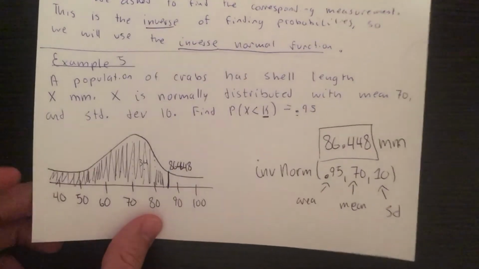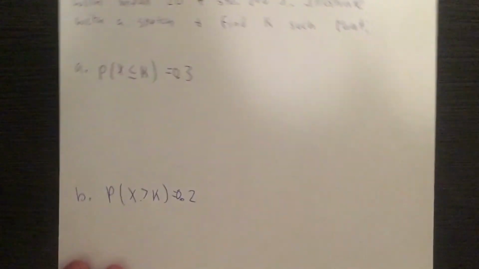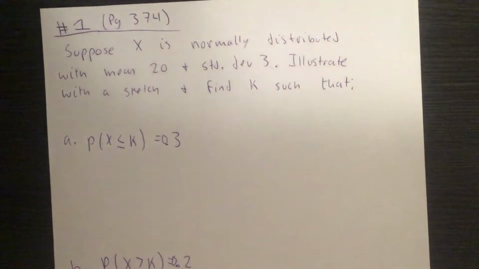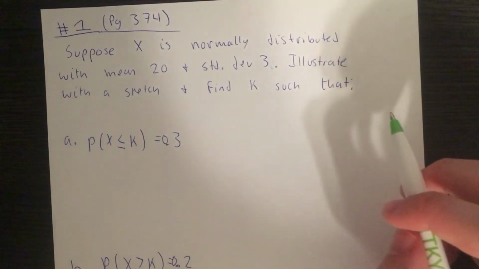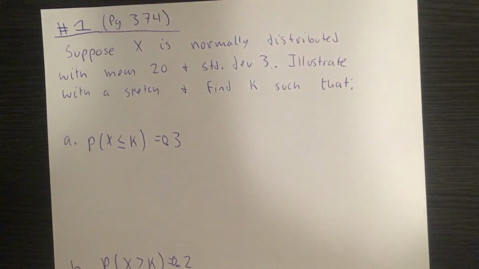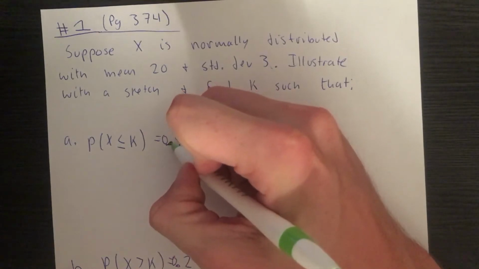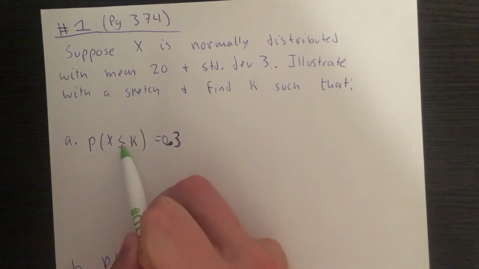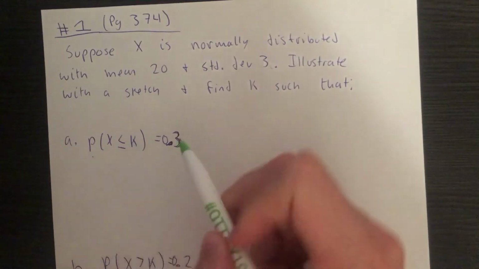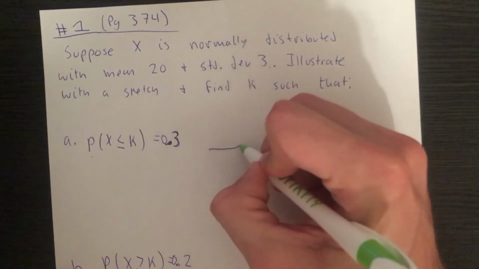So then we're going to look at one more example and we'll call it a day for today on the notes. So we're going to suppose X is normally distributed here with a mean of 20 and a standard deviation of 3. We want to illustrate with a sketch and find K such that these conditions are met. So the first condition is that the proportion of observations that are less than or equal to K is 0.3 or 30%. So again, I'm going to draw a curve here.